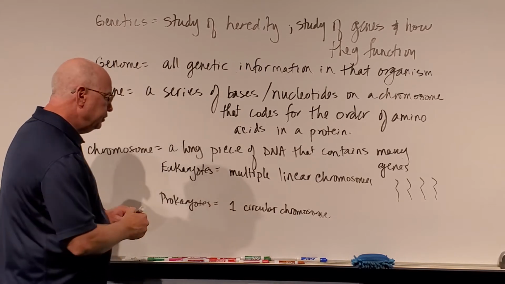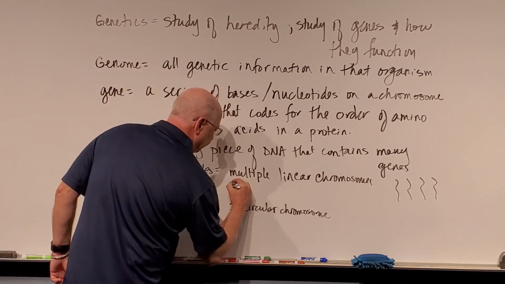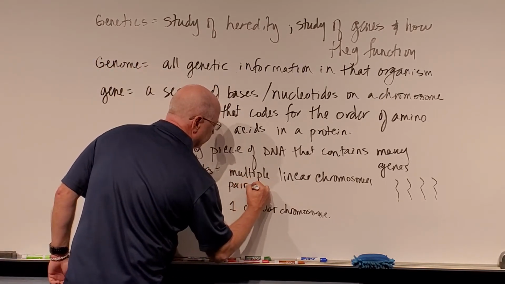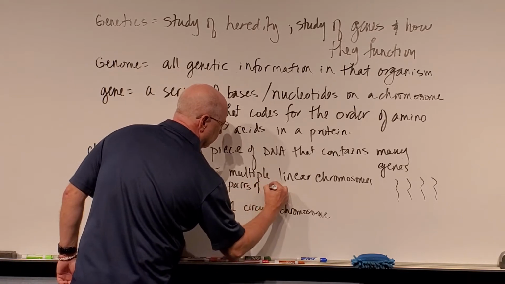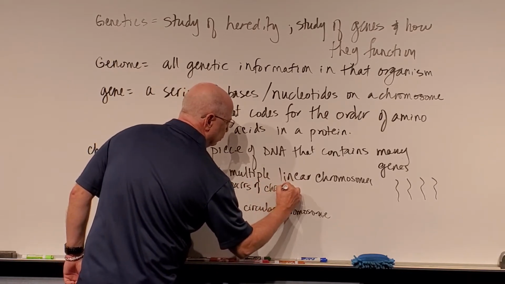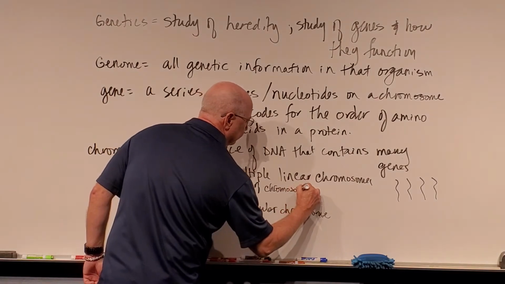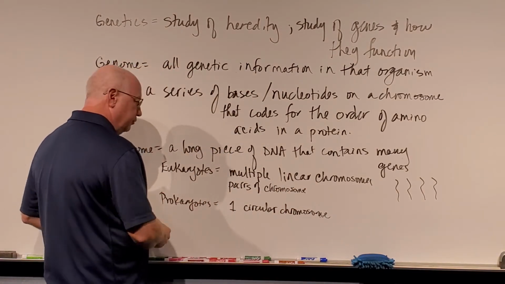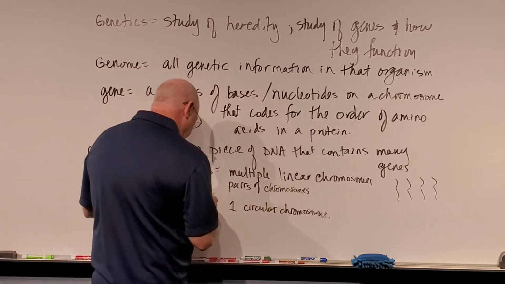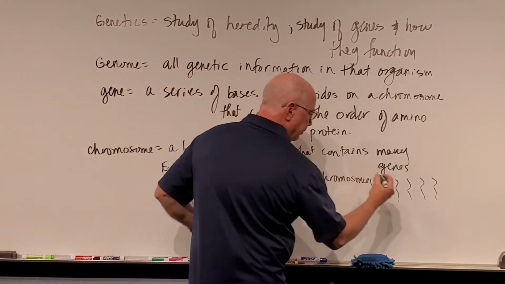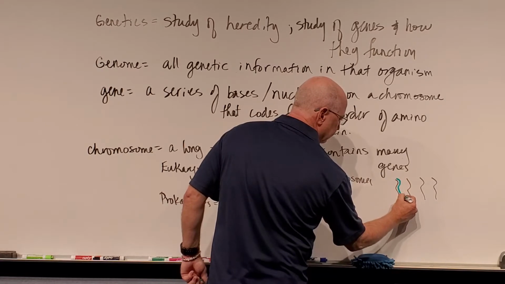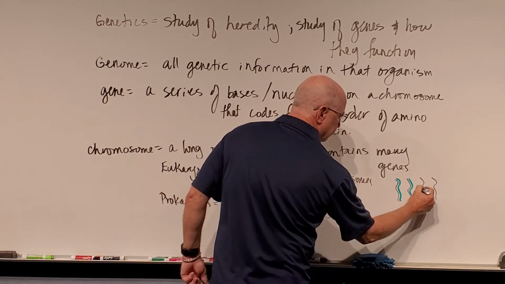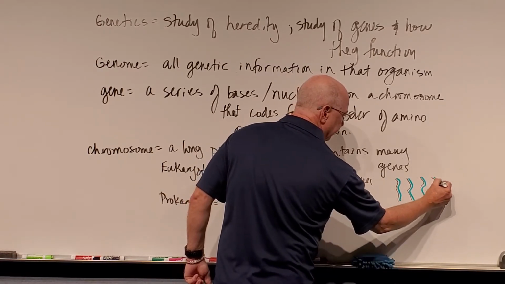Also, in eukaryotes, we usually have pairs of chromosomes. We usually have 2 copies of every chromosome, and the copies are not identical. So we can have pairs of chromosomes, and for every chromosome, I have another one that's almost identical to it, but might be slightly different.